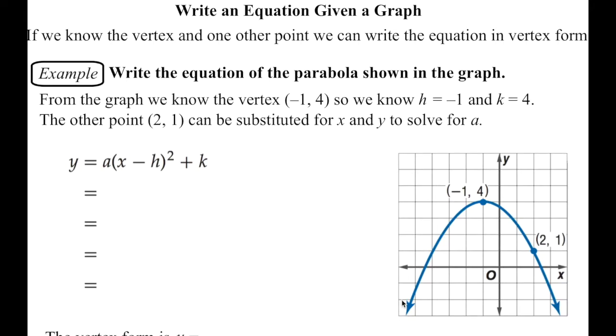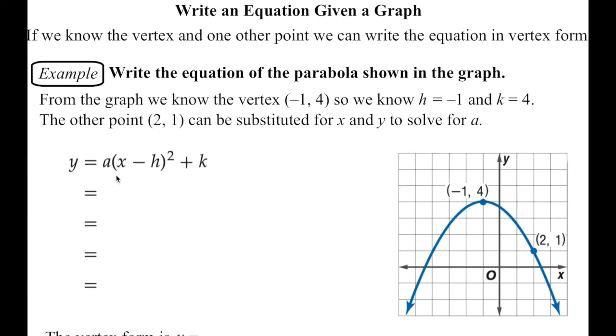In this example, we want to go ahead and write an equation just from the graph that we have. The only two pieces of information we need are the vertex and one other point, and that will allow us to come up with our equation in vertex form. So we have the vertex equal to negative 1, 4. That tells us that h is negative 1, k is 4. And we have the point 2, 1. Well, these are x and y values.